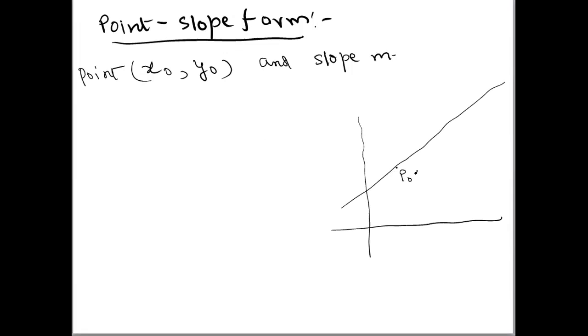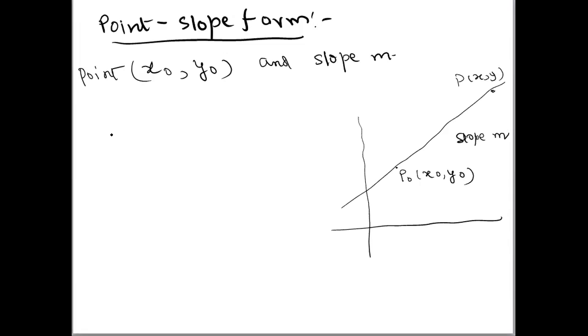Now point P naught is x naught comma y naught, point P is x comma y, and then slope m. Okay. P x comma y is any variable point. Its value is not given to us. We are going to derive the equation when a point x naught comma y naught and slope m is given. Okay. So we will apply what we know.